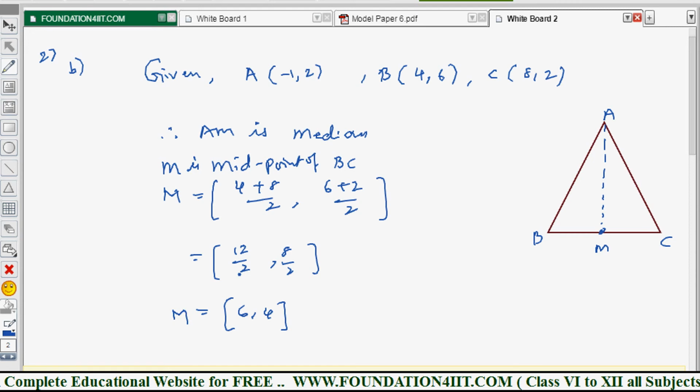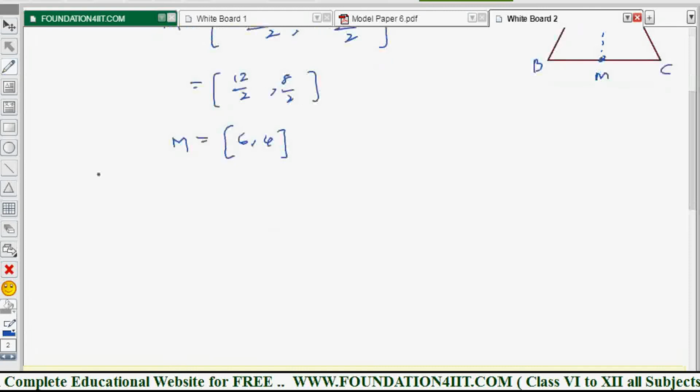Now we need to find M dash. M dash is the reflection of M in the x-axis. M is (6, 4). When you take the reflection in the x-axis, the y coordinate changes. So M dash has x value 6, but the y value 4 becomes minus 4. That's the reflection in the x-axis: the y coordinate's sign is changed.